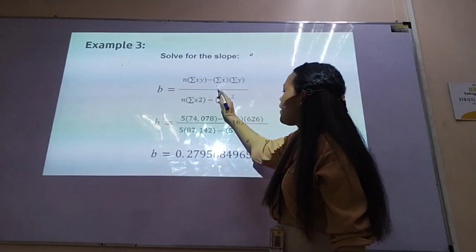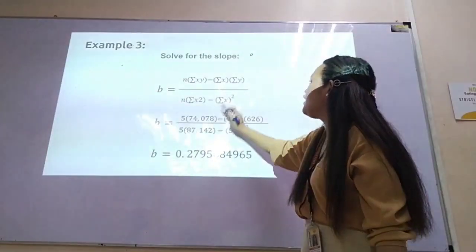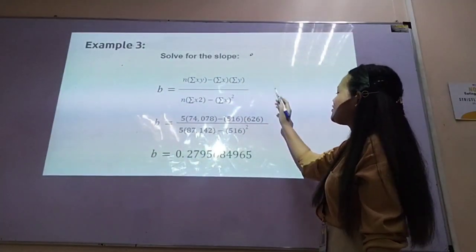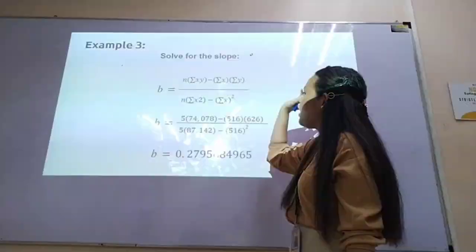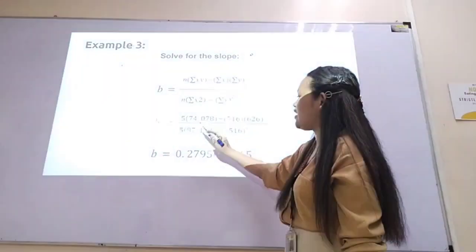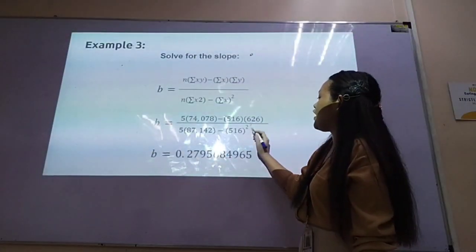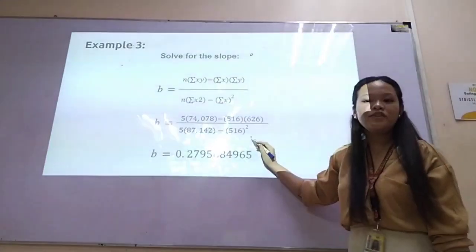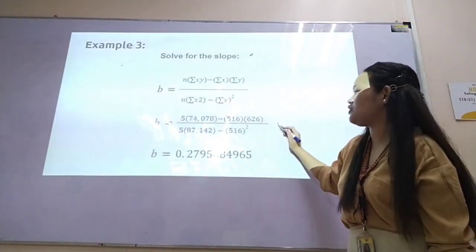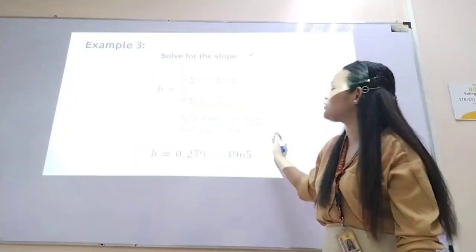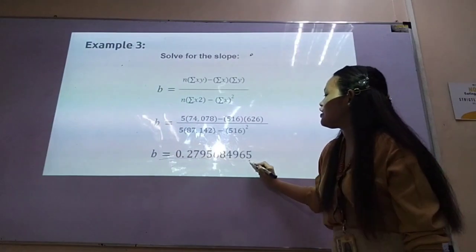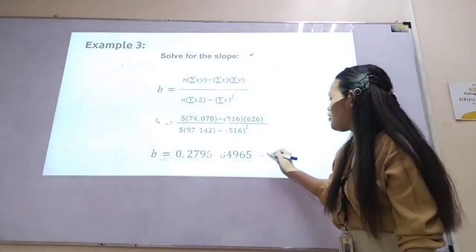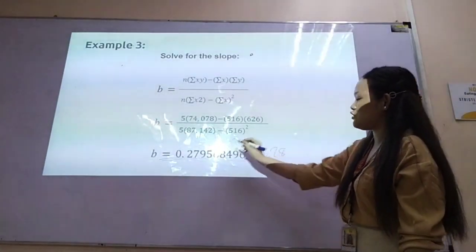And then the summation of xy is equal to 74,078. The summation of x is equal to 516. The summation of y is equal to 626. And the summation of x squared is equal to 87,142. And the summation of x is 516 to the power of 2. So if we input this in our scientific calculator, the overall result is 0.279568495, or simply 0.28. That is our slope.